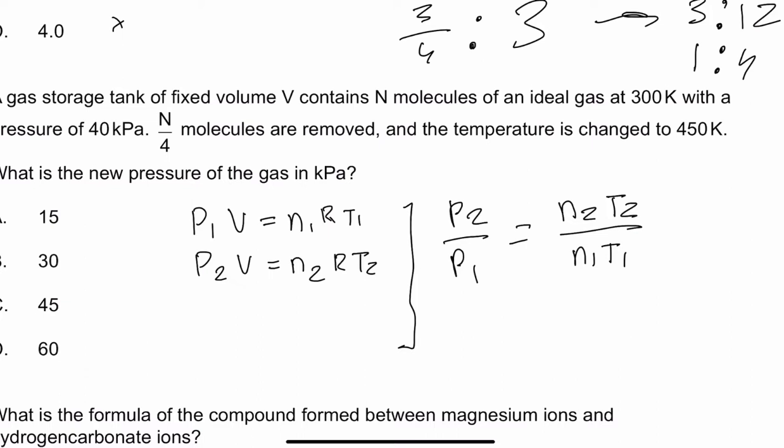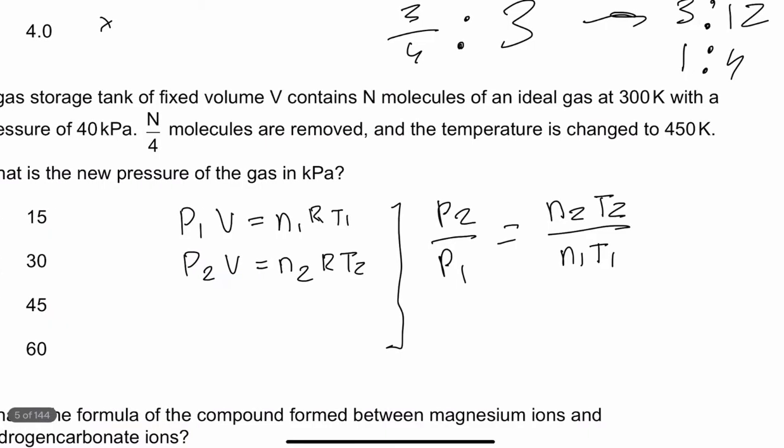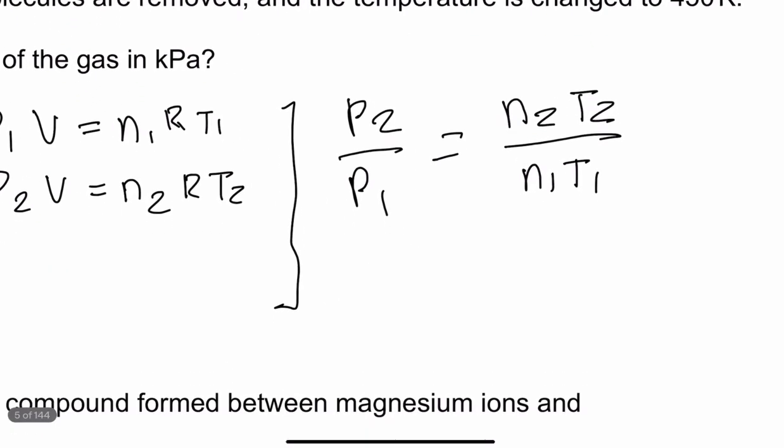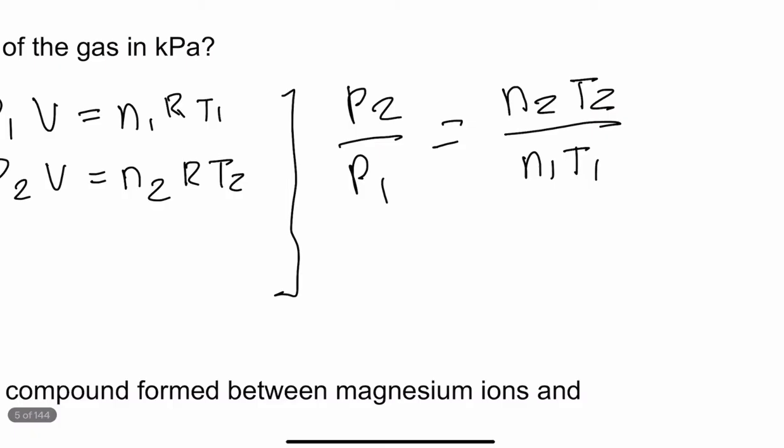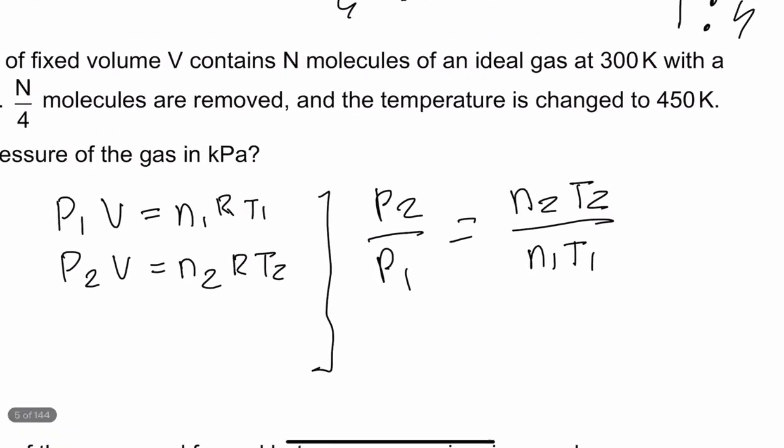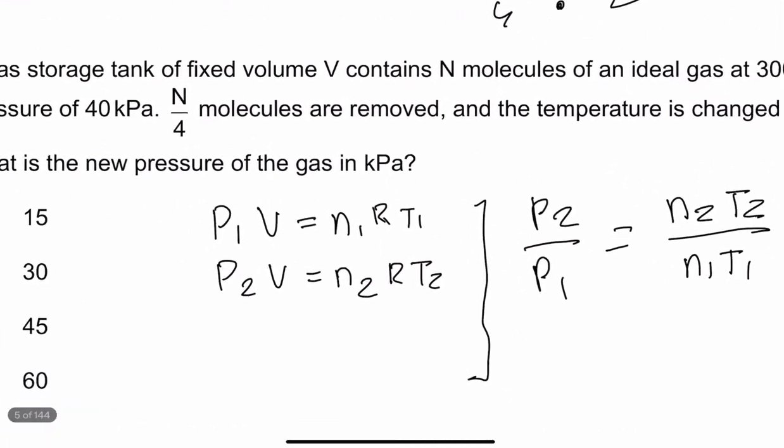And the way we've done this is by removing our constants here, the ones that are the same, and by forming a ratio between the other parts, by dividing them by each other. So P2 over P1 equals N2 T2 over N1 T1. Now that we have this, we can just simply substitute everything from our question into here.